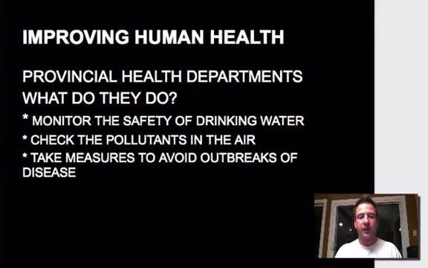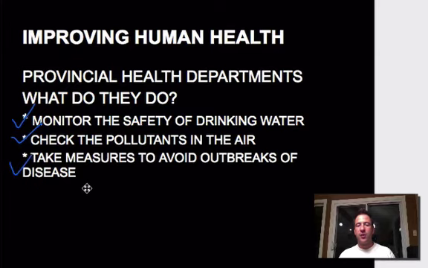So that's public health, okay? So we're just creating healthy environments. Now, improving human health, how can we improve that? Well, provincial health departments do what they do. So what do they do? Well, first of all, they monitor the safety of drinking water. They check the pollutants in the air. And then they take measures to avoid outbreaks of disease.